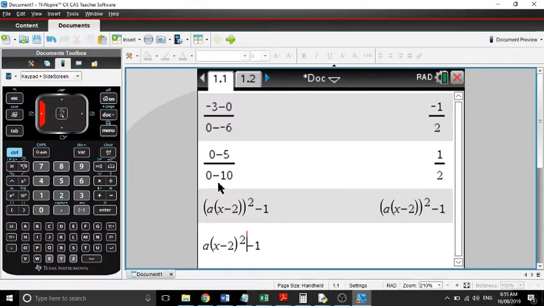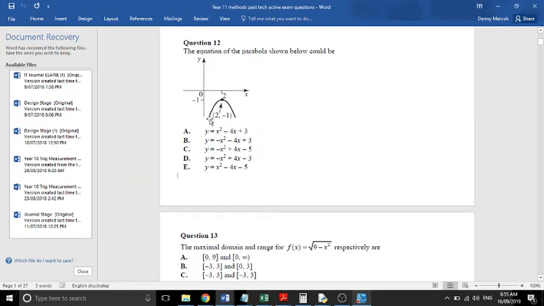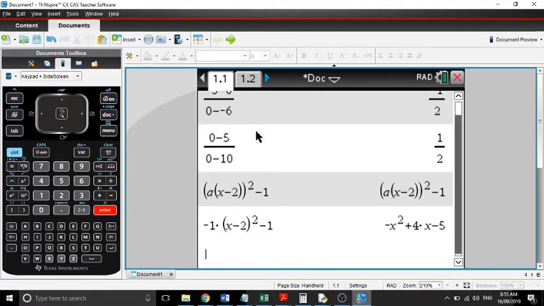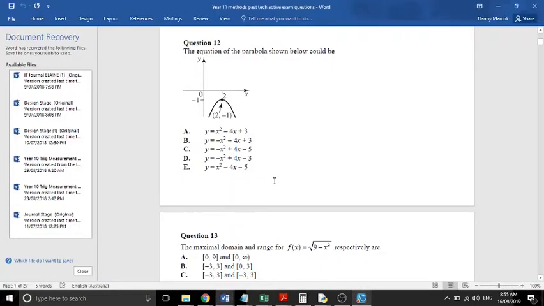So now we can see that every option we've got here is a 1, so I'm going to make this a 1, and because it's going this way, it's a negative, so I'm going to say make this negative 1 as well. If I press enter, I end up with that, and so we want negative x squared plus 4x minus 5. There it is, option C.